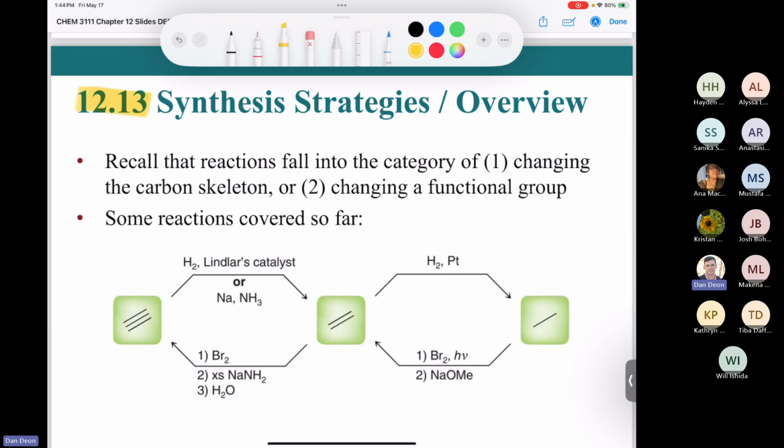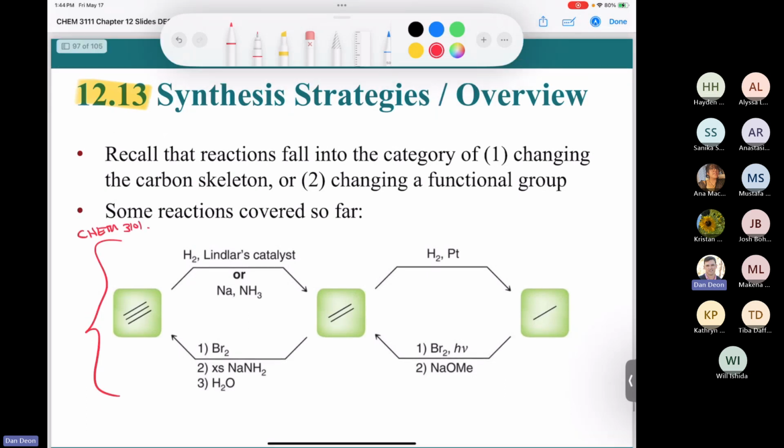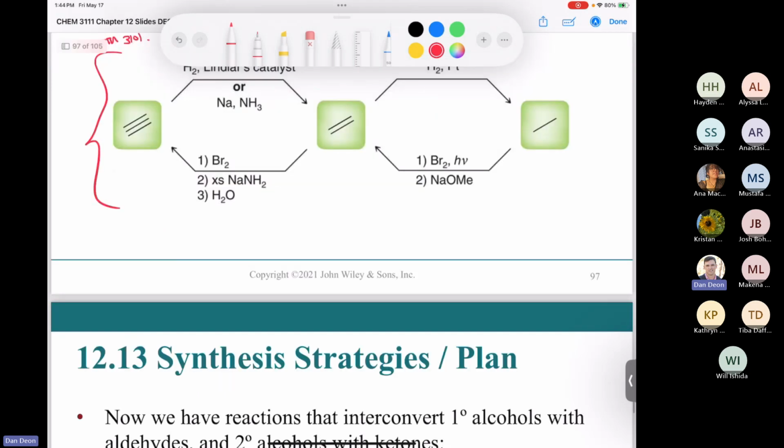So we don't want to just learn one reaction at a time. We want to be able to use them to build something important. Now, I'm not going to spend a lot of time on this slide, because every single reaction on here was learned in Organic Chemistry 1. These were all covered in Chemistry 3101. We're interested in these reactions, but they're old. We learned them a long time ago.